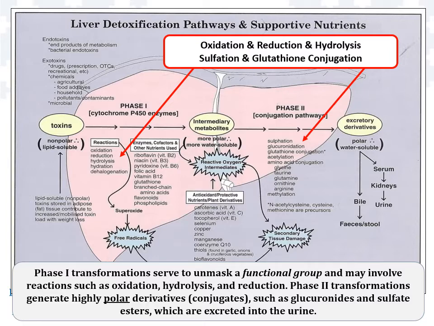And we can see we need a number of nutrients in order to help both phases, as well as the intermediary metabolite phase, where we can generate a lot of reactive oxygen intermediates. So that's always a vulnerable point for all of us, that phase in between phase 1 and phase 2. But keep in mind here that sulfation plays a significant role in phase 2 liver detox.